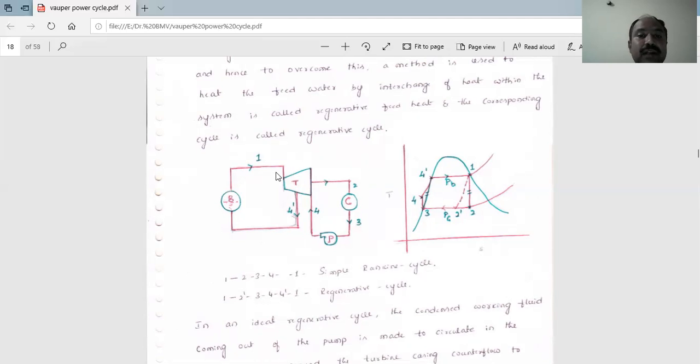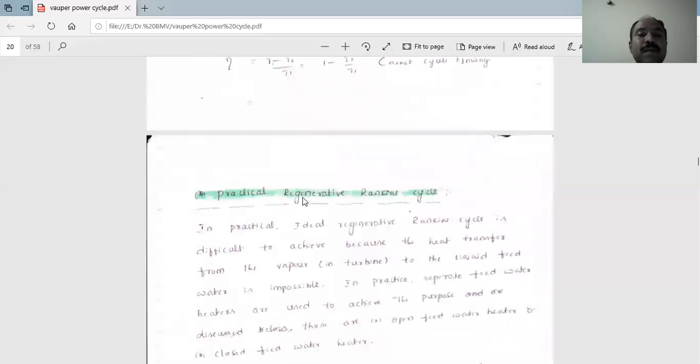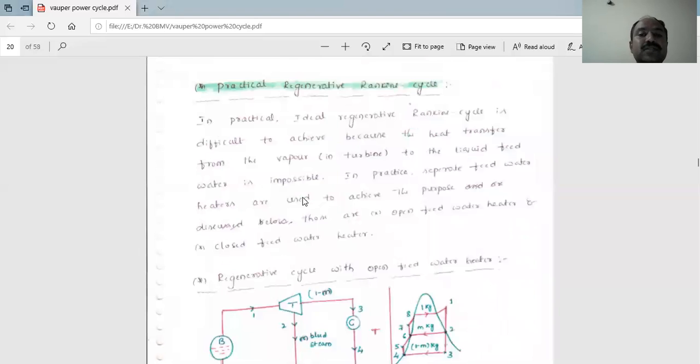Here there is the forward motion of steam, and in reverse the condensed fluid passes through the annular space of the turbine casing, during which heat transfer takes place. That heated condensed fluid is passed once again to the boiler. This is the complicated phenomenon existing in the ideal regenerative cycle. It is overcome by the practical regenerative cycle.